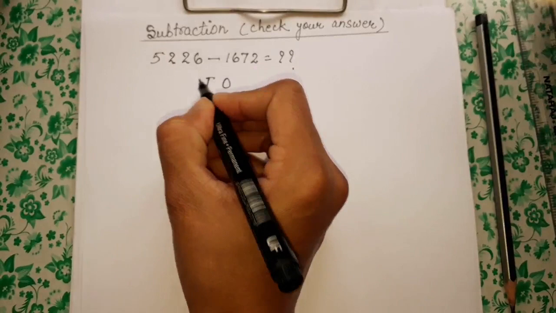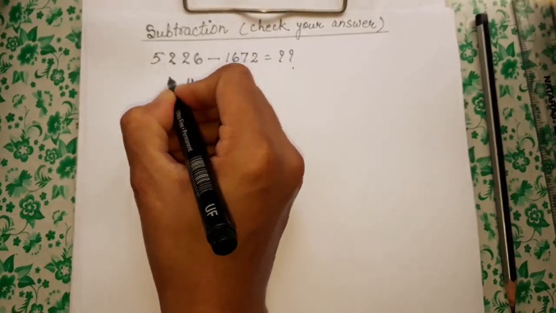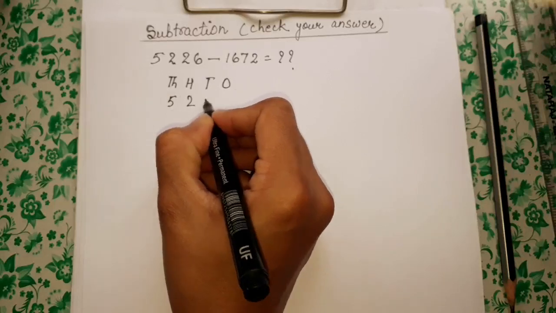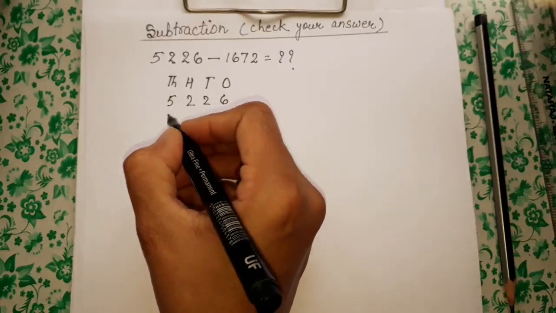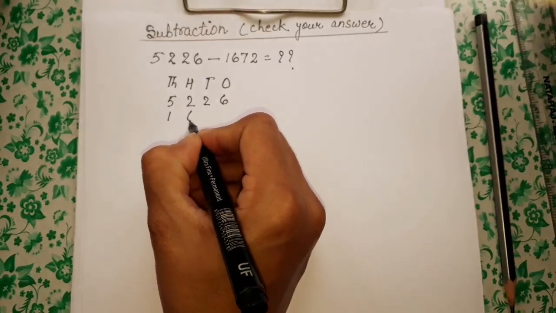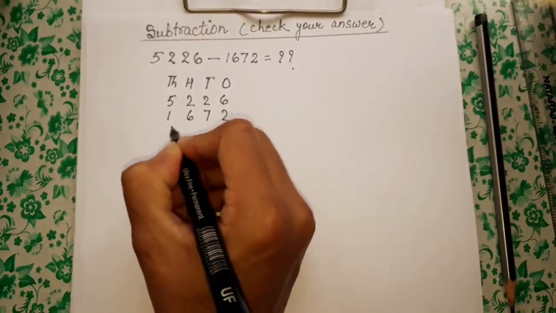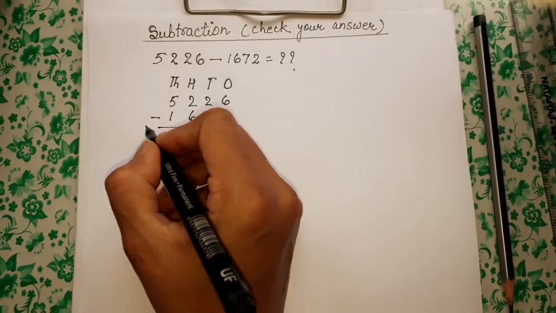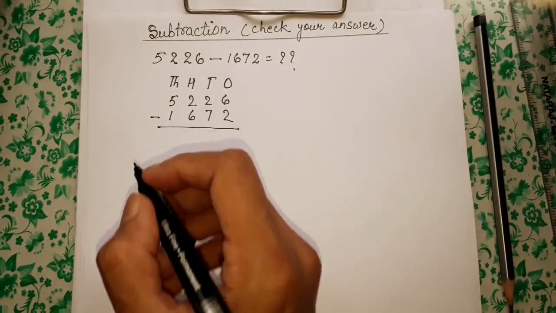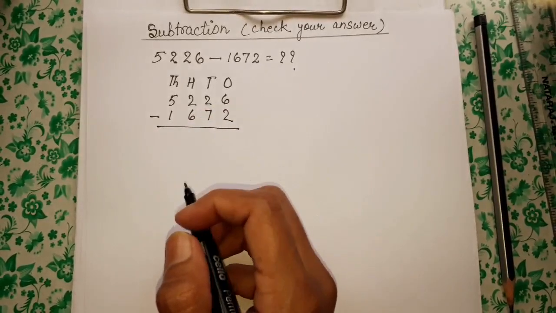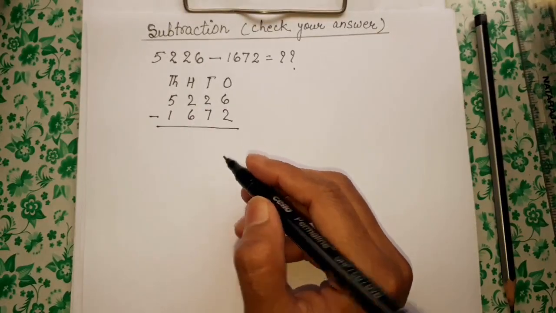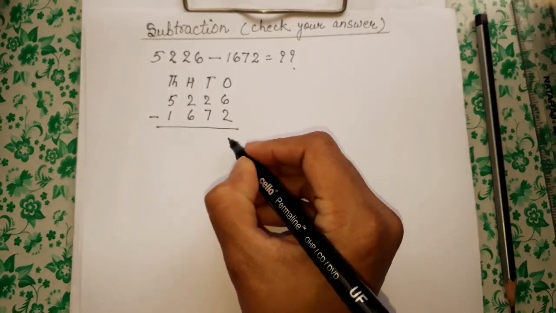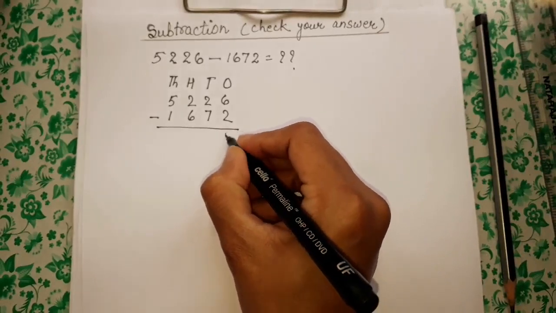Ones, tens, hundreds, thousands. Then arrange the numbers: 5226 and the next number 1672. Give the symbol of subtraction or minus. The result we get, for that we have to subtract here. When we subtract 2 from 6, we get 4.